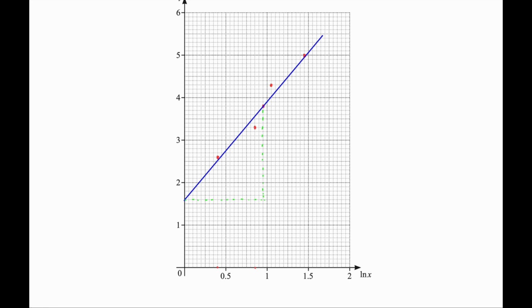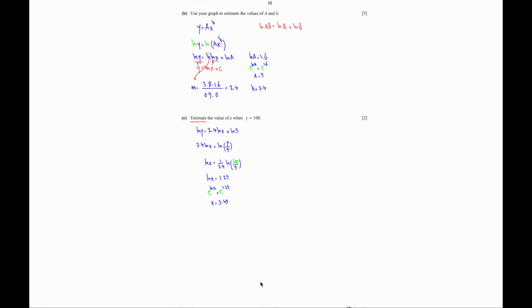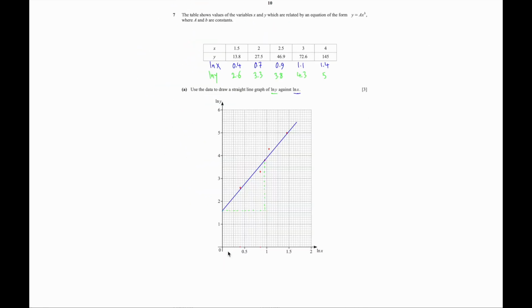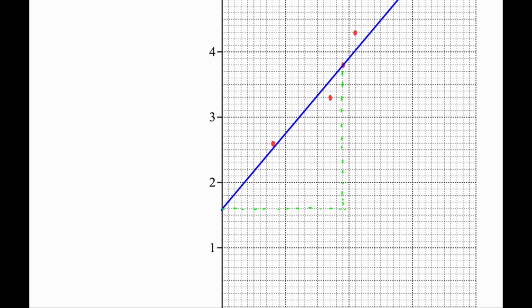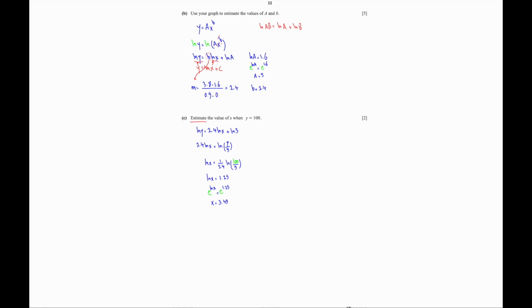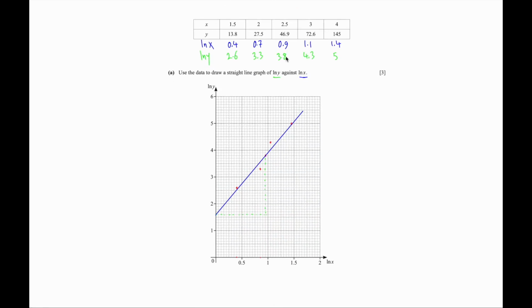So what I selected here is the beginning, which is 0 and 1.6, and also 0.9 and 3.8 right here, which I got from the graph. You can choose any other points that you like.